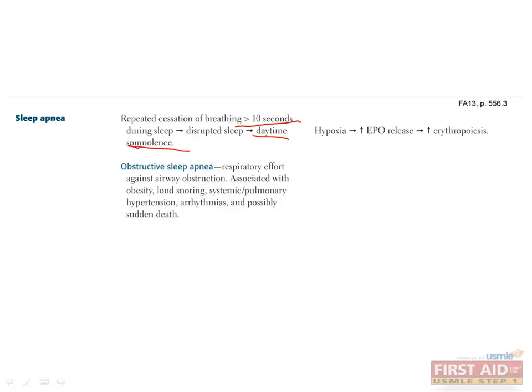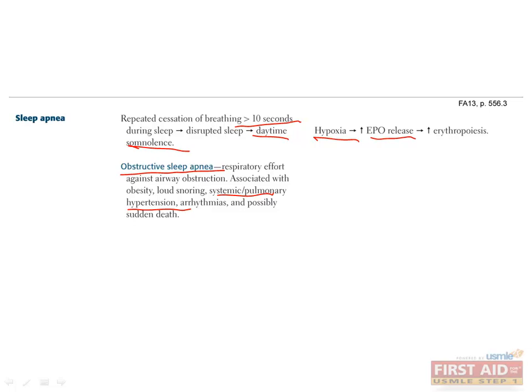When the apneic event occurs in obstructive sleep apnea, or OSA, which is the most common type, the respiratory efforts continue against airway obstruction. Because you have alveolar hypoventilation and hypoxia, you can get a secondary polycythemia from erythropoietin release. You also get pulmonary arterial vasoconstriction in an attempt to shunt blood, resulting in pulmonary hypertension. So does this remind you of anything?